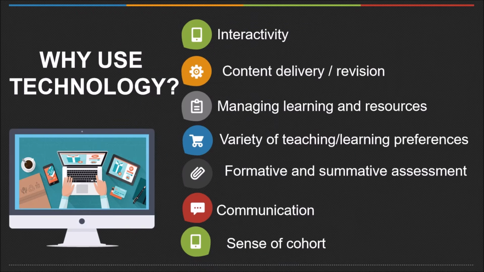There are a variety of reasons why we use technology in teaching. Some of the reasons are that it can improve interactivity among students and provide deeper content delivery and revision. Teachers can also manage learning resources and accommodate a greater variety of teaching and learning preferences, assist formative and summative assessment, and help students have deeper communication and a sense of cohort.